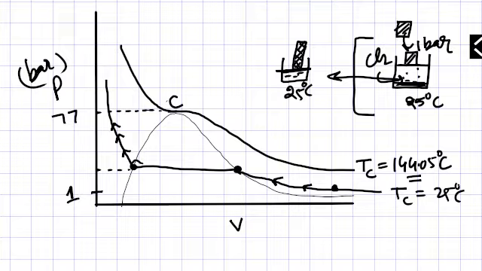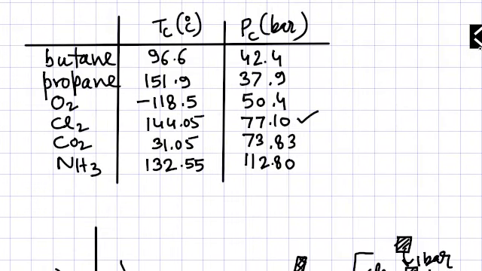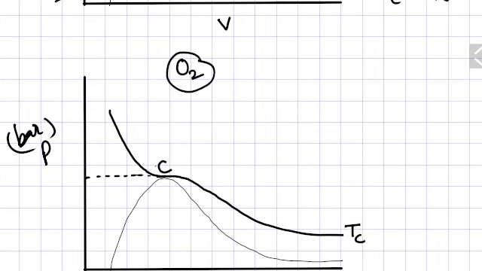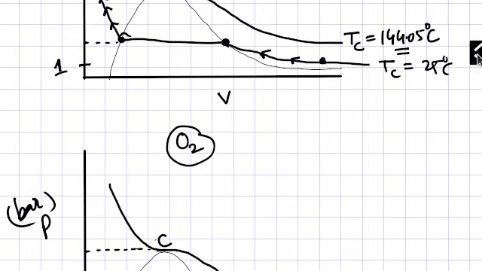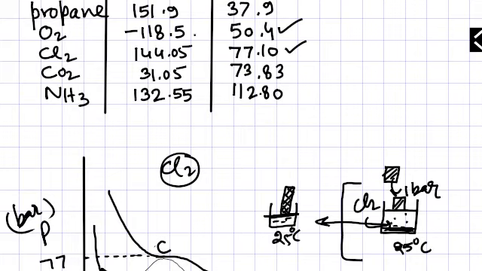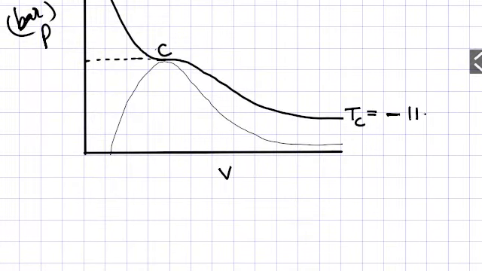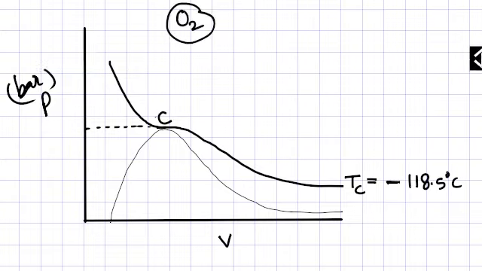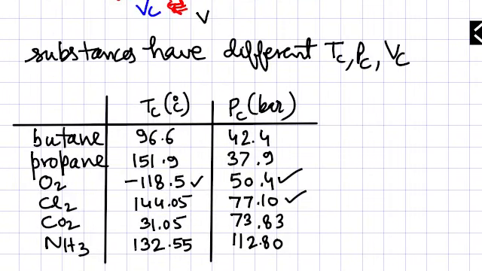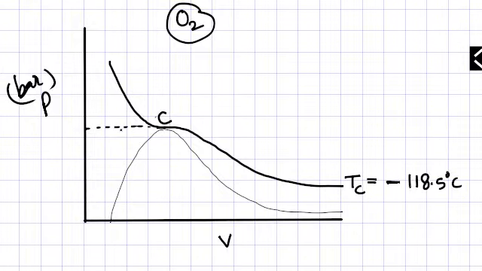Now suppose you take some other gas, for example oxygen gas. This is the outline for the oxygen gas PV diagram, and here I will note the data. For oxygen gas the critical temperature is minus 118.5 degrees centigrade, and the critical pressure is 50.4 bar, 50 times higher than 1 bar.